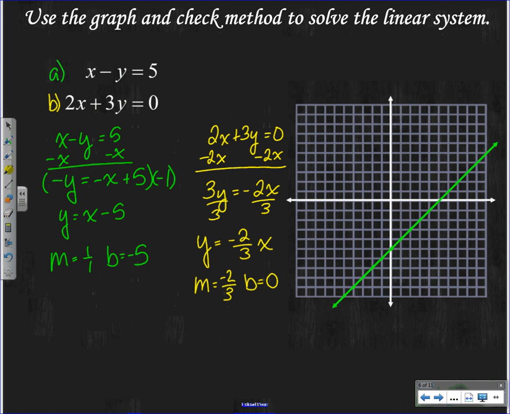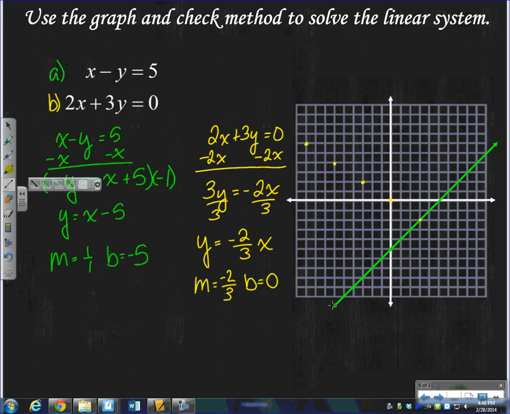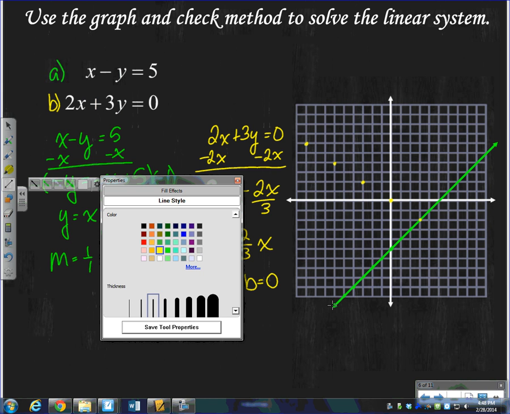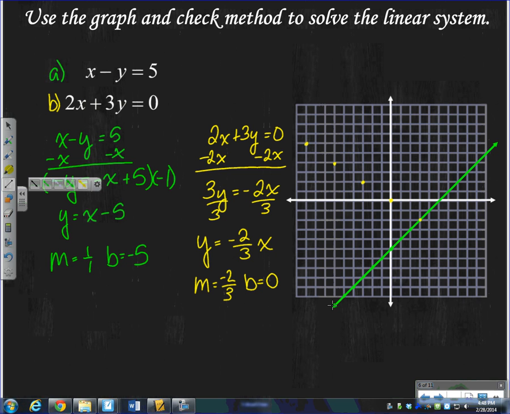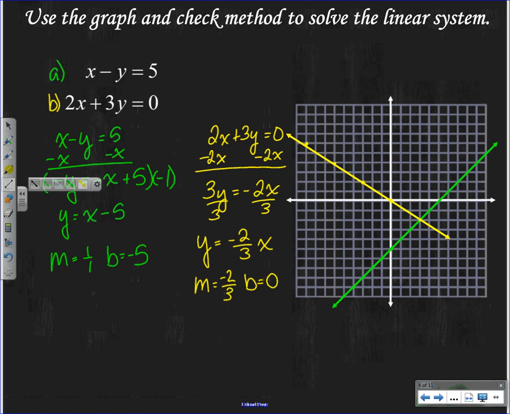So I start at the origin, and I go down 2, forward 3. 1, 2, 3. Up 2, back 3. Up 2, back 1, 2, 3. I'm doing really good today, you guys. Okay, so let's change the other line over here so we have the same thing, only in yellow for me. There we go. Perfect.